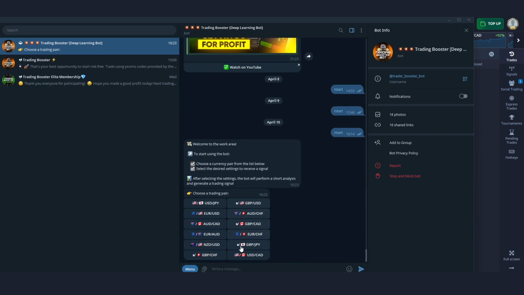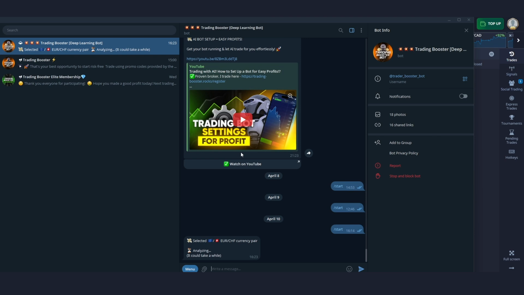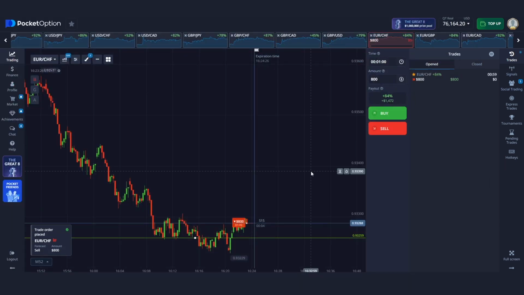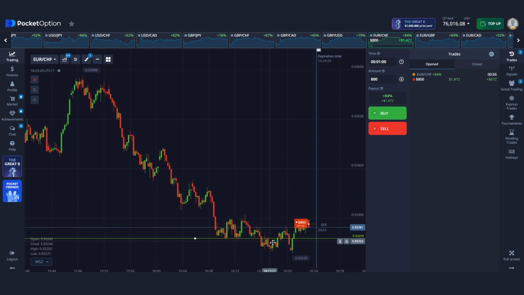I select the same currency pair in BoosterBot. The time for the trade is 1 minute. And I receive a signal to sell. And right from here, I open a sell trade. As you can see, we have a level below.